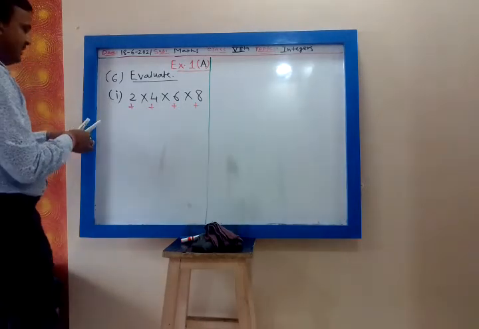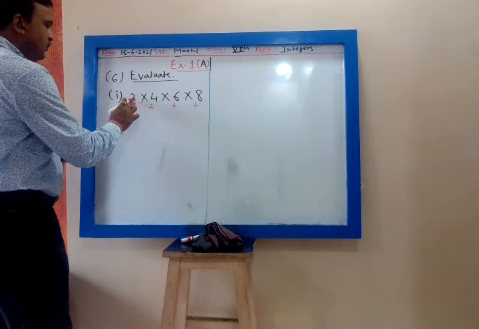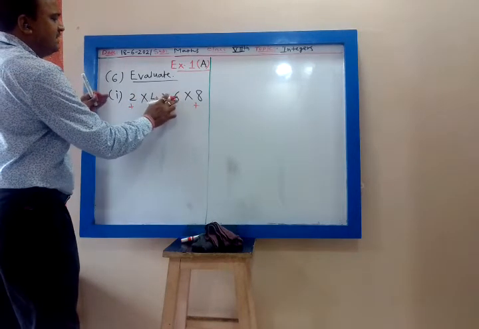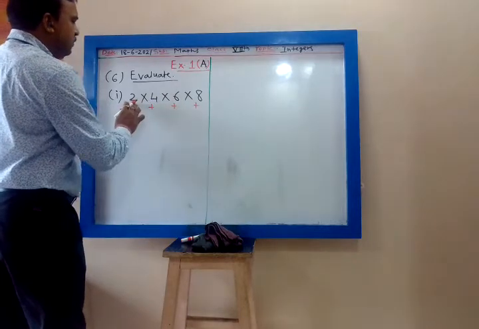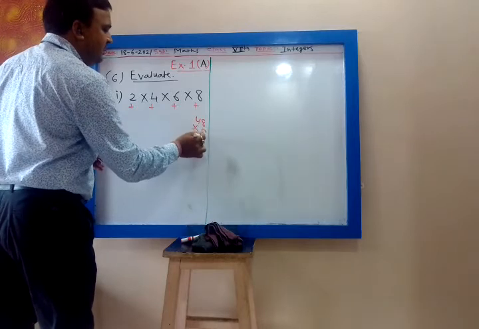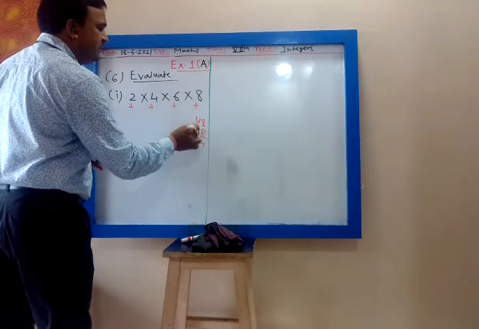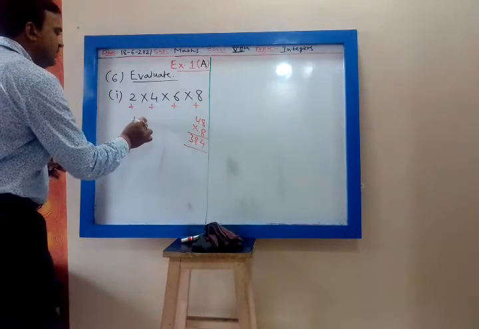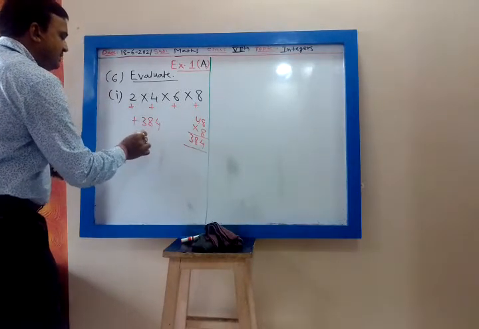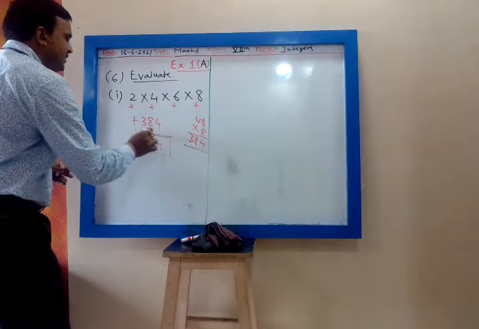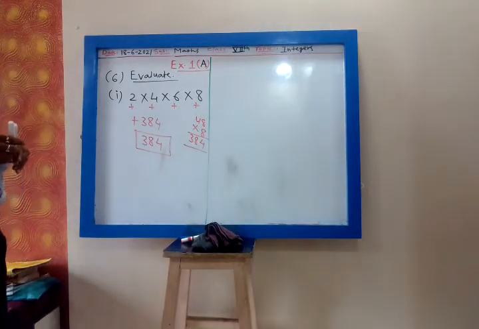Then you have to multiply the numbers. 2 4s are 8. 8 6s are 48. 48 8s are, let us see, 8 8s are 64, so 384. So the answer is plus 384. Plus 384, we write 384. We don't write the plus sign. So the answer is 384.